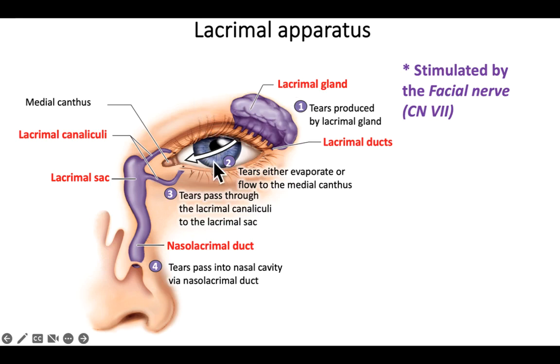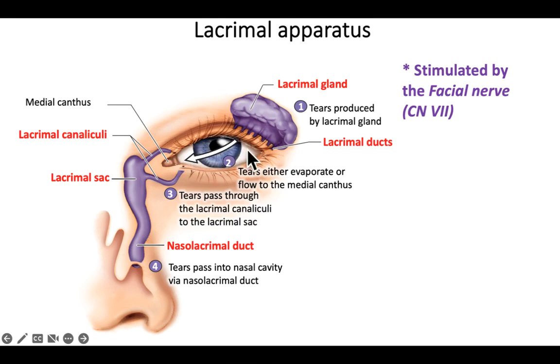Lacrimal glands, you'll notice, are situated above the eyeball and slightly lateral. These glands respond to stimulation of the facial nerve. So, cranial nerve 7, the facial nerve, uses parasympathetic neurons to stimulate the lacrimal glands to produce tears. These tears are then drained through the lacrimal ducts onto the eye.